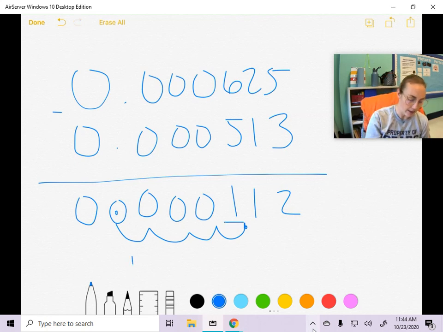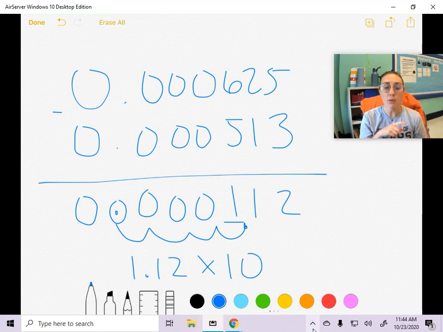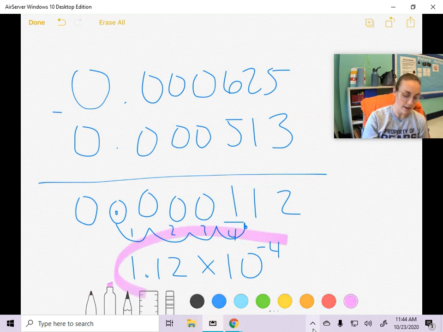And then we can put in our number, which is going to be 1 and 12 hundredths. And then we're going to multiply that by 10. And our exponent is going to be how many times we move the decimal. And in this case, it was 1, 2, 3, and 4. So it's going to be 4. But again, we're moving it to the right this time, so it has to be a negative 4. And so that should be our answer.